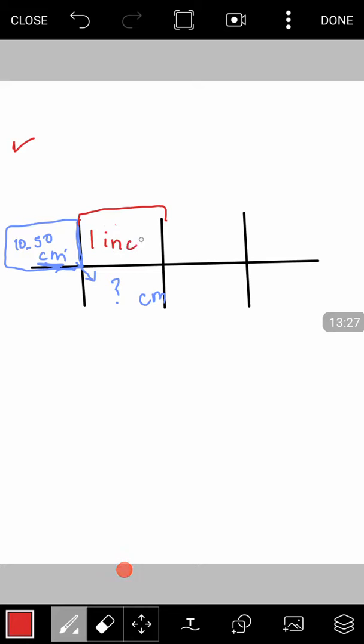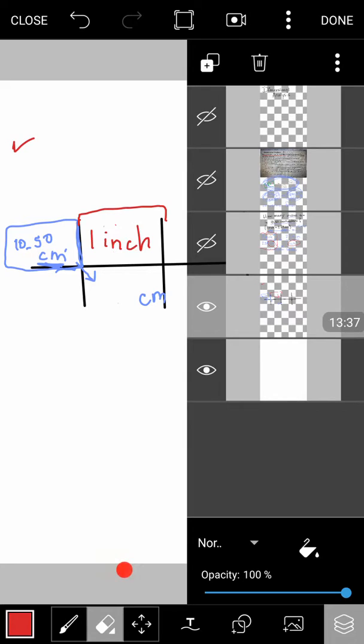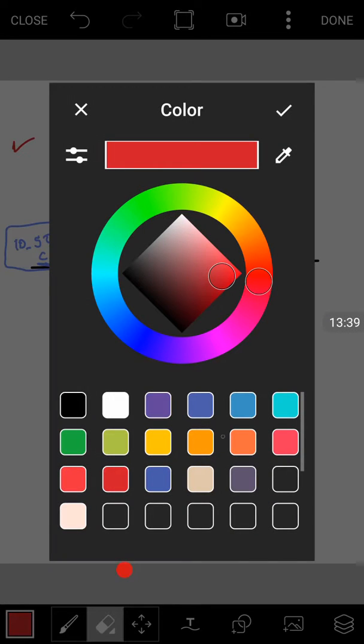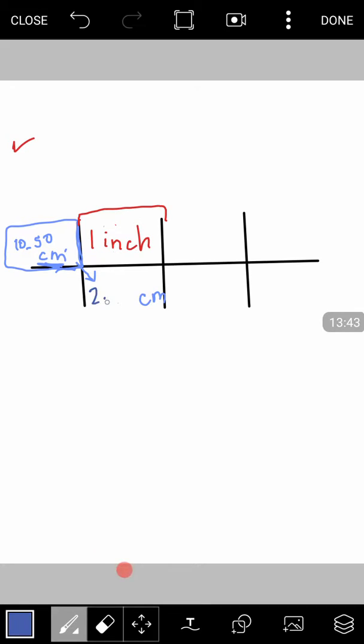That conversion factor had 1 inch up here. The conversion factor, what did it have on the bottom? 2.54 centimeters. And let's keep it color coded. That was the conversion factor. So that's what's going to go in the box. 1 inch on top of 2.54 centimeters.